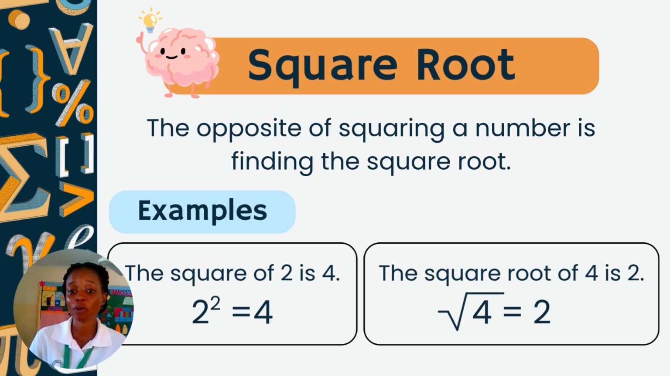So the square root is like saying, what number will multiply itself to give you that particular number? Now in this case, we have the square root of 4. What number will multiply itself to give you 4? And the answer is 2.